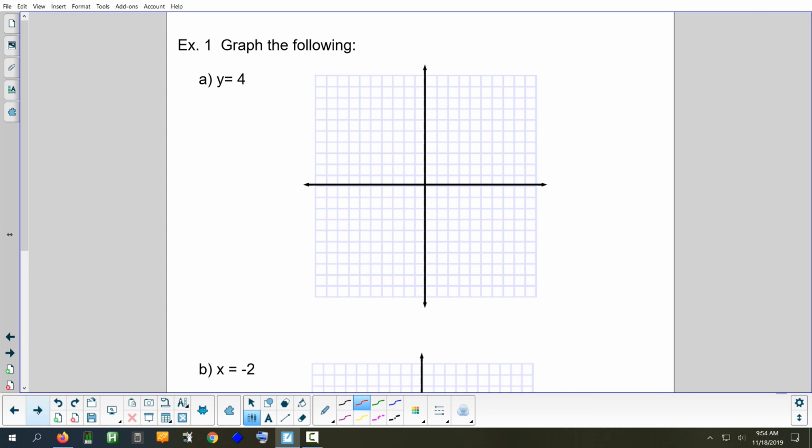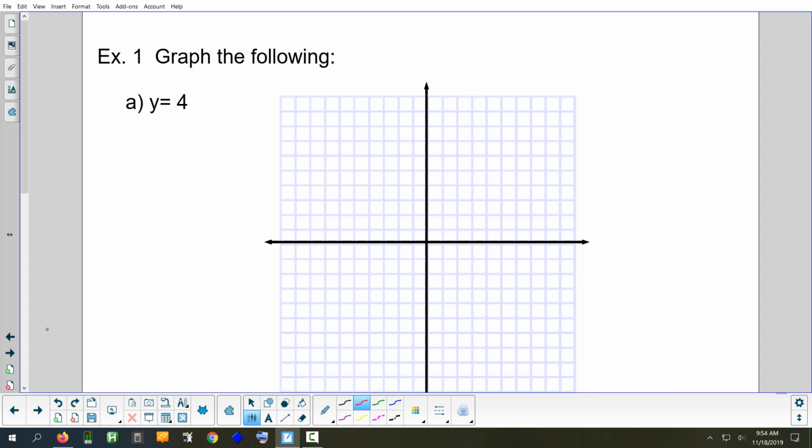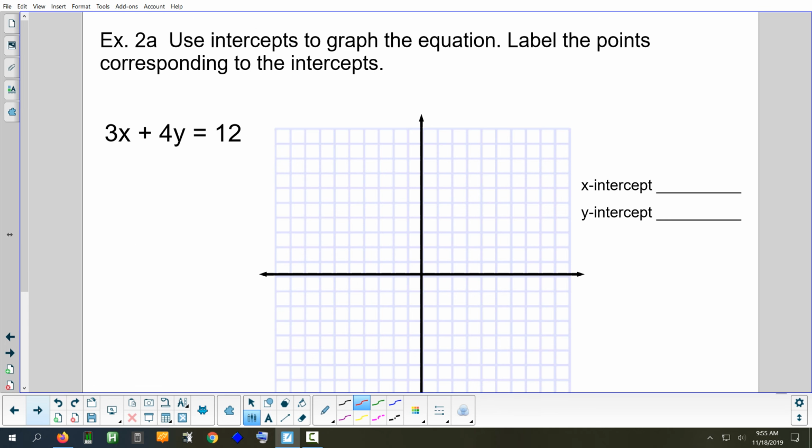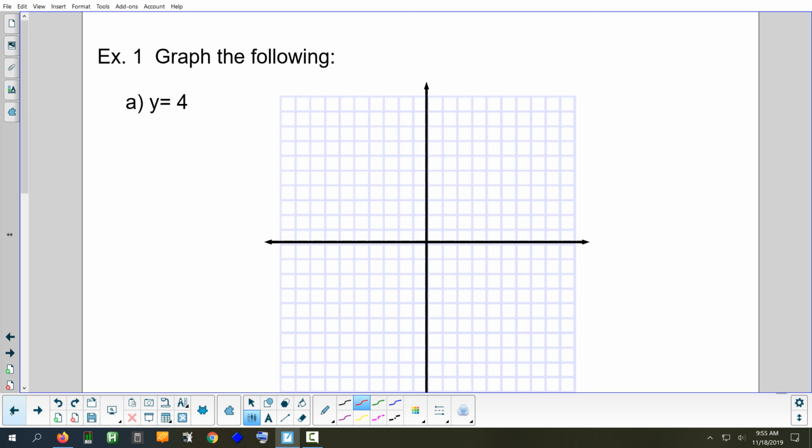Okay, so let's look at this. Okay, so example 1 says graph the following. Okay, we've got y equals 4. So first thing you got to figure out is, okay, does it have both letters in it? No, if it had both letters, it would look like that. That's got both letters. This one just has 1 letter. So we say, okay, 1 letter means it's special. We got to figure out if it's horizontal or if it's vertical. That's the first thing.